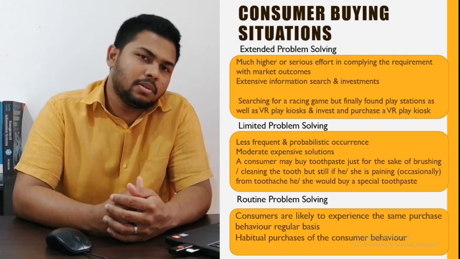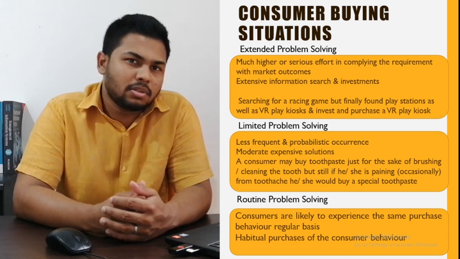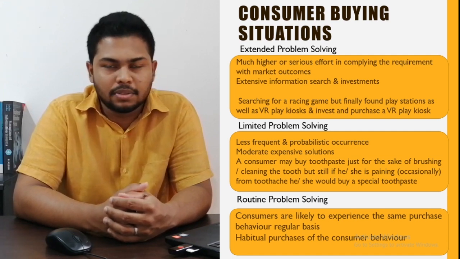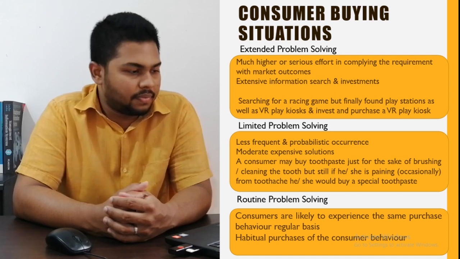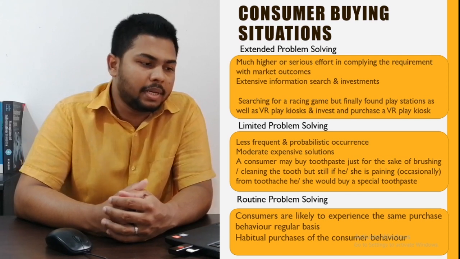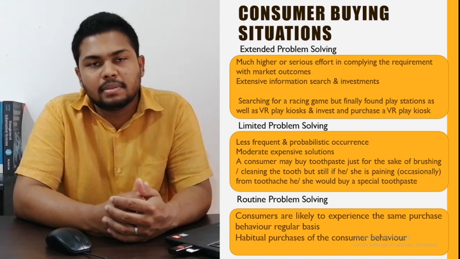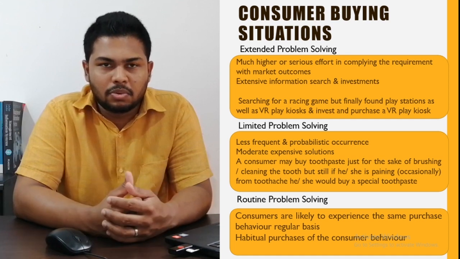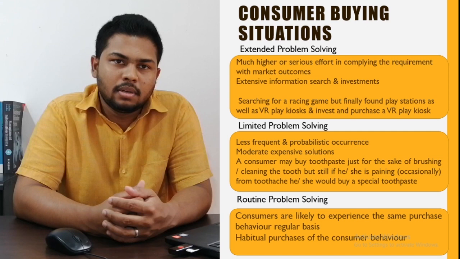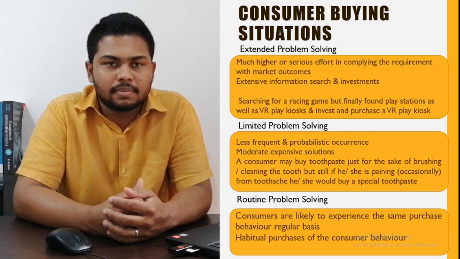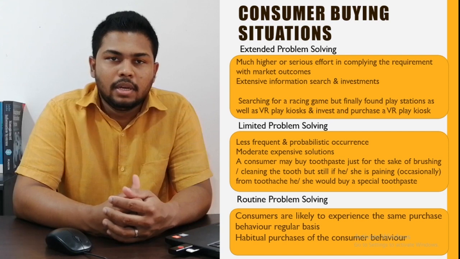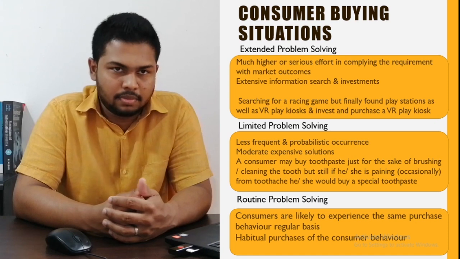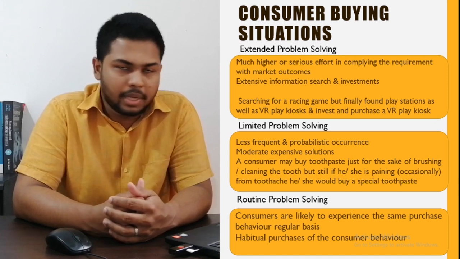Mostly people making decisions on convenience products or services make these types of decisions. In routine problem solving, consumers are likely to experience the same purchase behavior on a regular basis. So it's a sudden decision, because what you need is a ruler, so you buy it from the nearest shop. You are not going to check the quality of it. Not just because of excitement or lack of time, you're simply not going to look for more information. With your existing knowledge, you will be doing it.